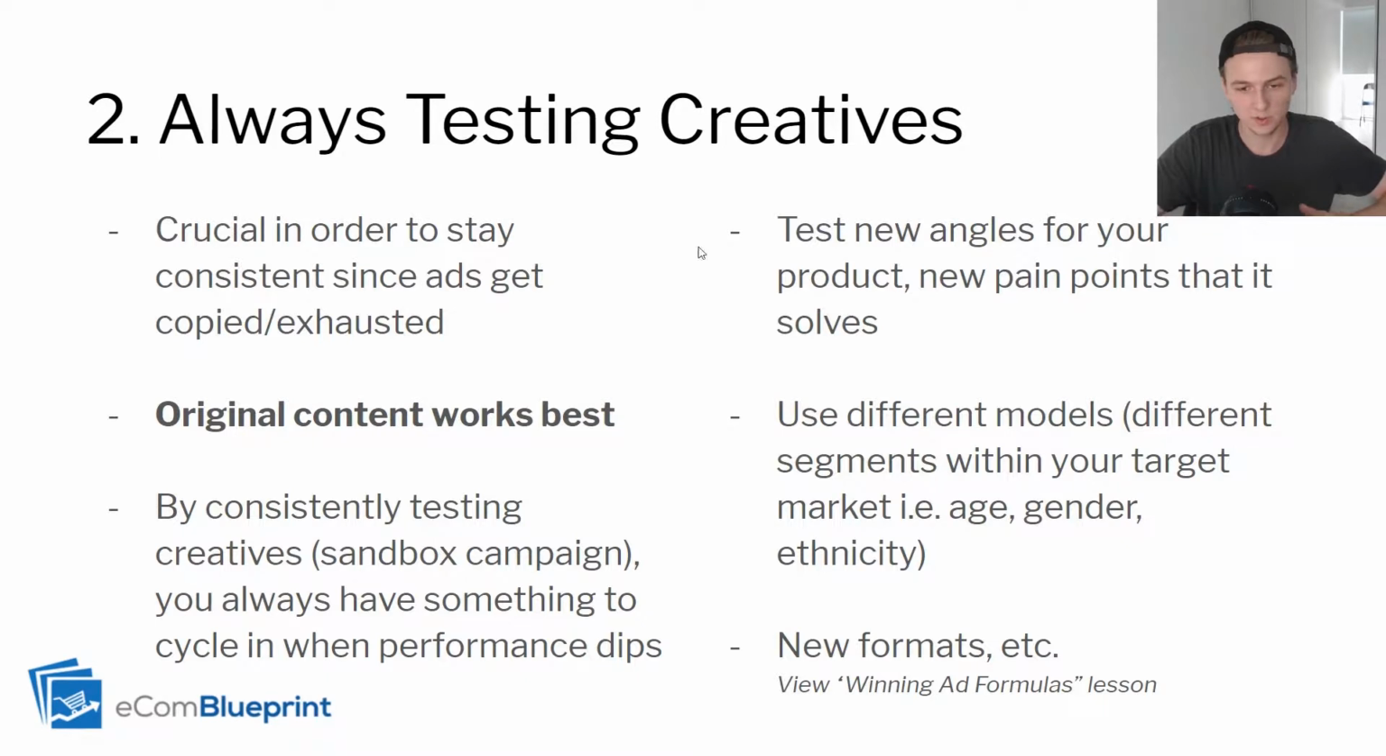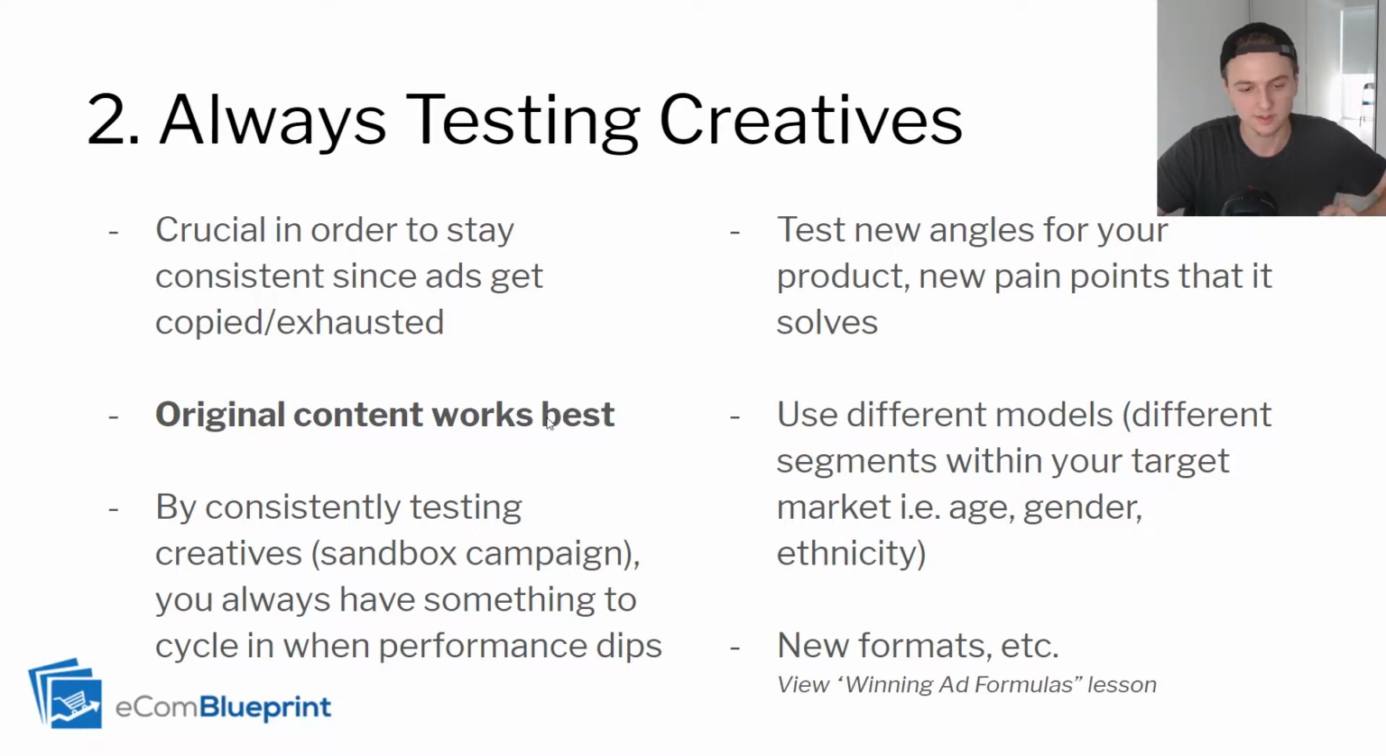Now, number 2 is always testing creatives. This is crucial in order to stay consistent since ads get copied and exhausted really fast, right? Like if you come up with a good ad, people are going to copy it. Even if they don't just steal it, they're going to copy the idea of your ad, the structure of your ad that made your ad so successful. And so you always need to come up with new creatives and always keep testing new things. Original content works best.